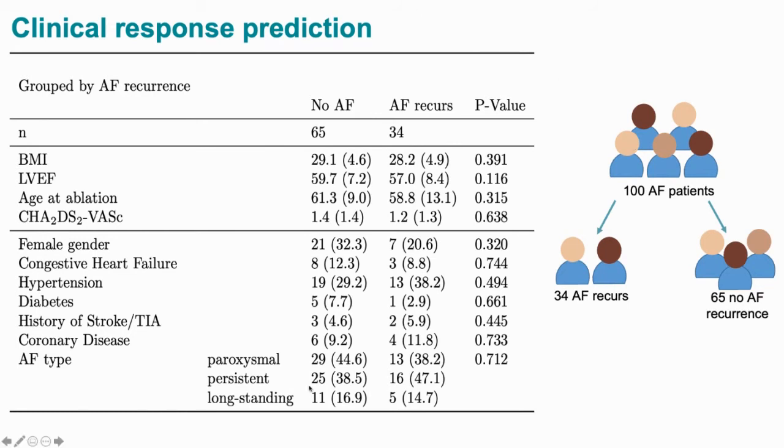So we then had to look at the clinical metrics to see if there's any difference clinically in the two cohorts, and we found that there wasn't. So these simple clinical patient history metrics are not telling us whether AF recurs or not.